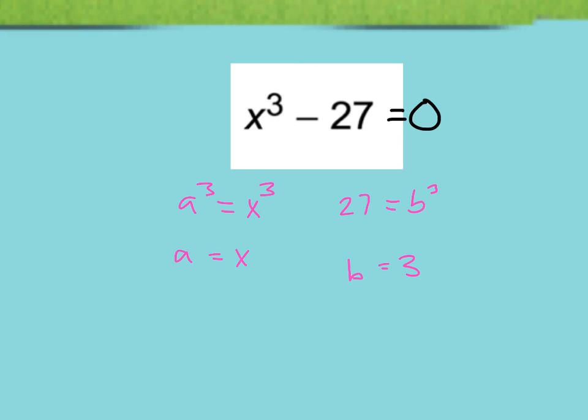So now we just have to plug it in. So we start with a minus b. So how would we write a minus b? X minus 3. And then we multiply that times a squared. So how would we write our a squared? X squared. And then we have a times b. How would we write that? 3x, perfect. And then plus b squared. How would we do our b squared? 9. Awesome. Good job, guys.